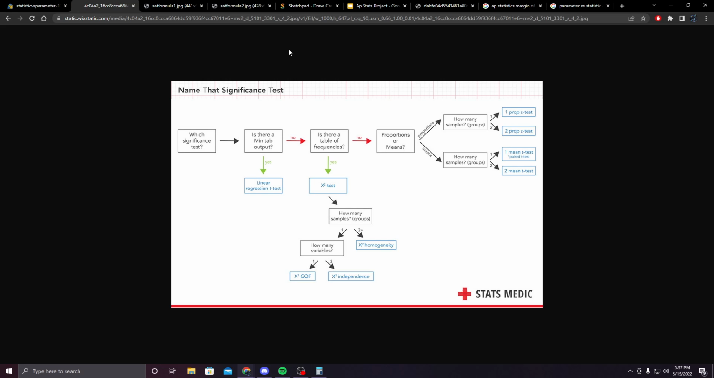So let's say we're testing dice rolls, and we're seeing if this dice is actually legit. Because there is only one variable, which is the number rolled, you would use chi-square goodness of fit, and basically you would roll out all your values. You would put them on a table, and then yeah.